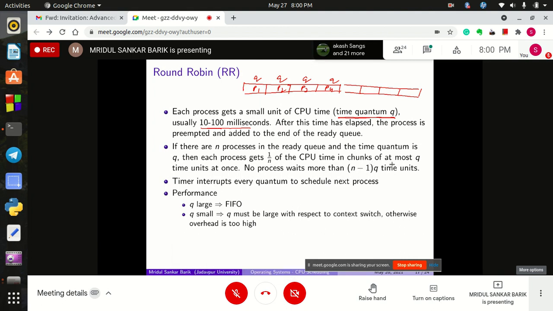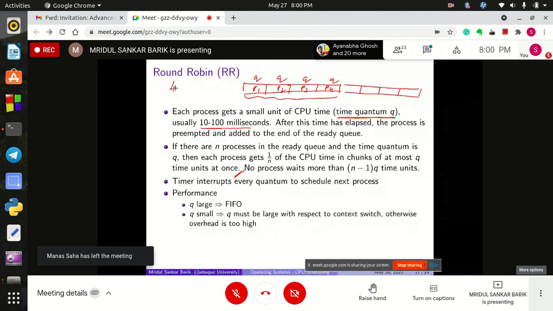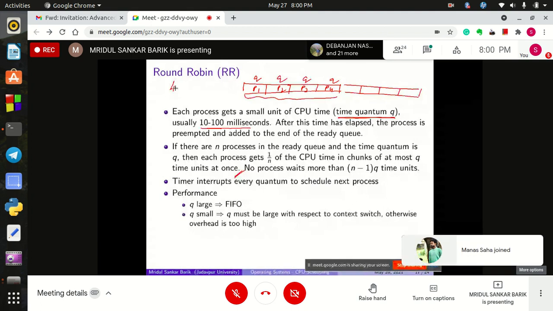So in our example, we have 4 processes right here. So total time would be 4q, right? So out of 4q, each process would be given q amount of time. Okay, so each is 1/4 of CPU time. So if we have n equal to 4, each process is given 1/4 of the CPU time, and whenever a process is given the CPU, it would be given the CPU for q amount of time.